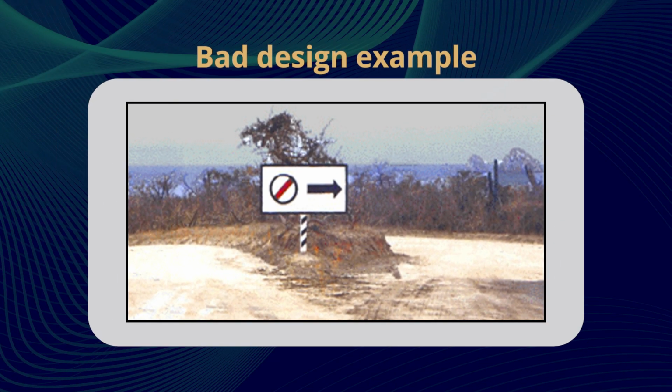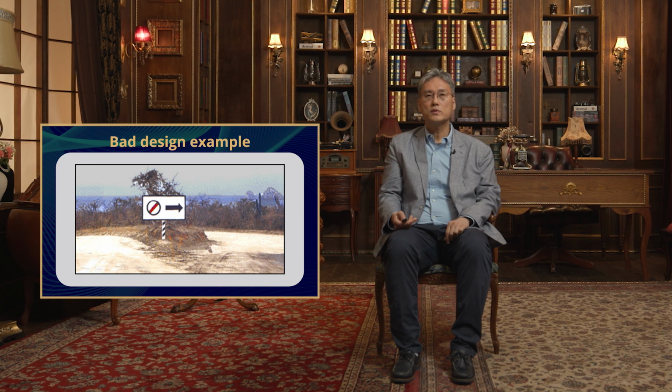Here is a road sign. Can you interpret the meaning of the road sign? Which way to go? Is the meaning clear to you? The road sign is not clear in its meaning, as it could be interpreted as either do not go to the left or do not go to the right.